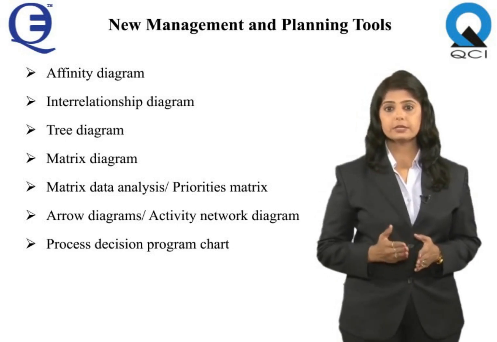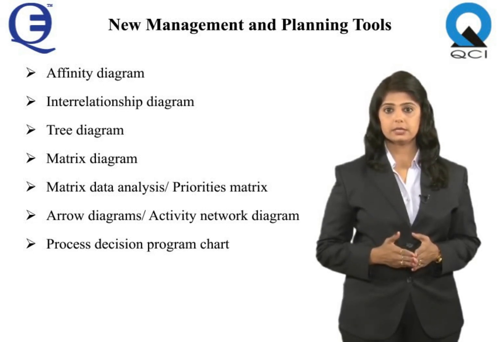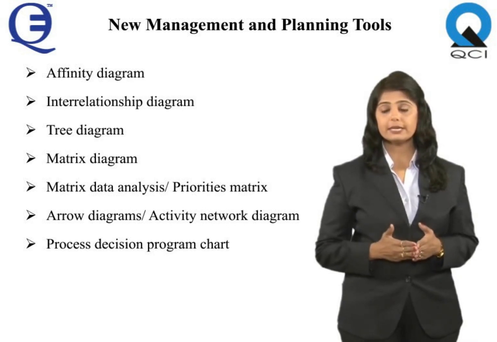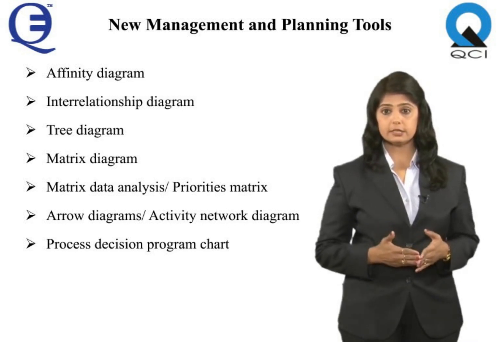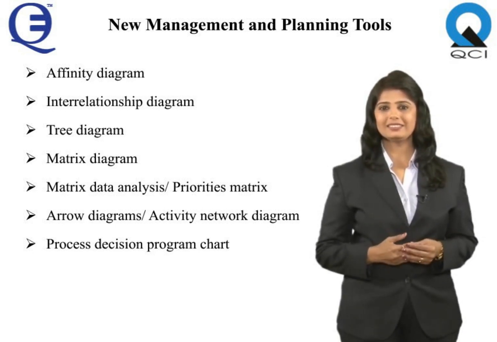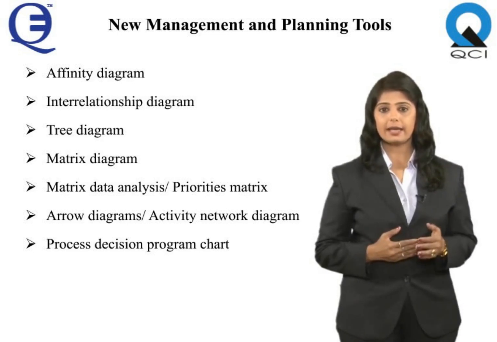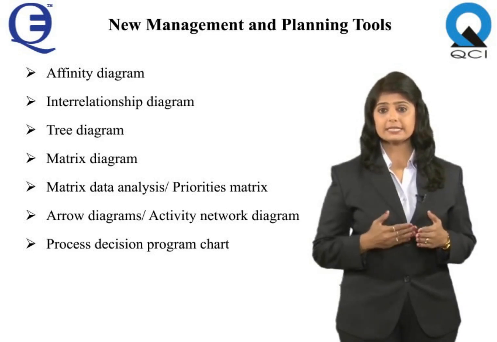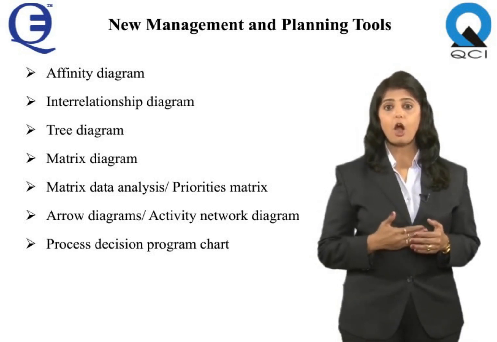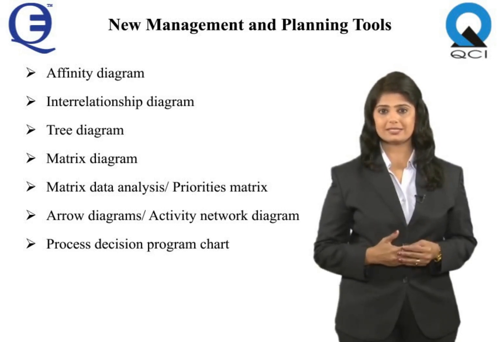5. Matrix data analysis or priorities matrix. It is a structured method of establishing the relative priority and sequencing of alternatives regarding an issue, objective or goal. 6. Arrow diagrams or activity network diagram. It is used when scheduling and monitoring tasks within a complex project or process with interrelated tasks and resources.